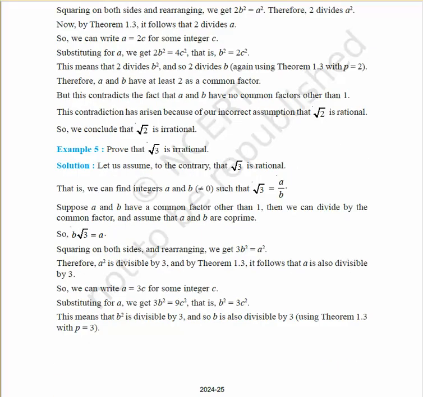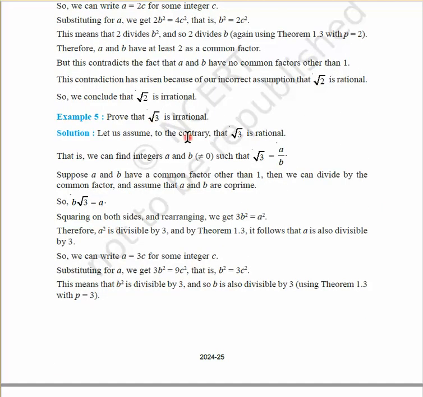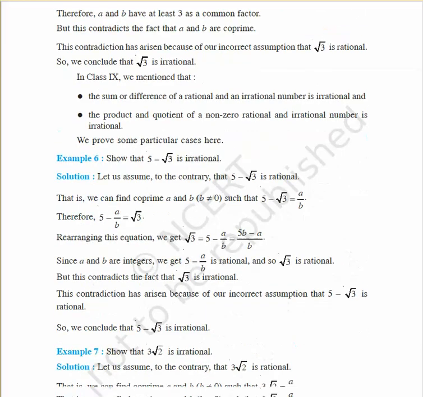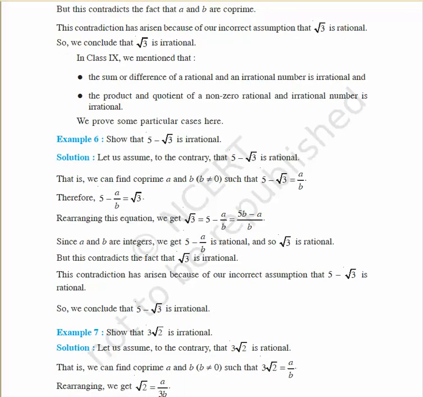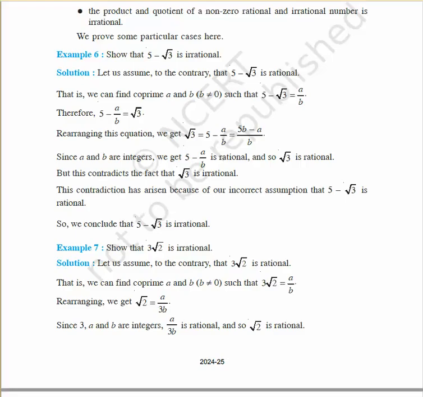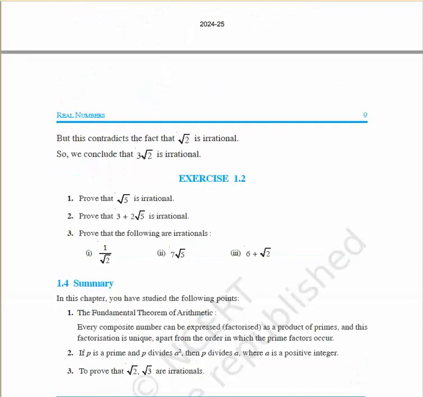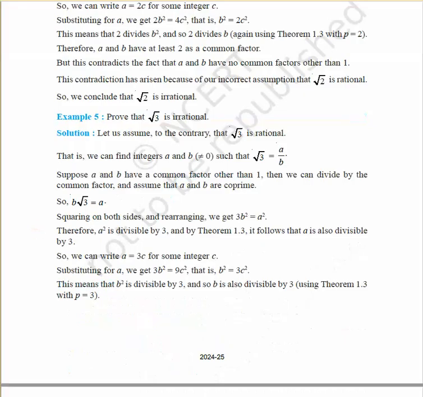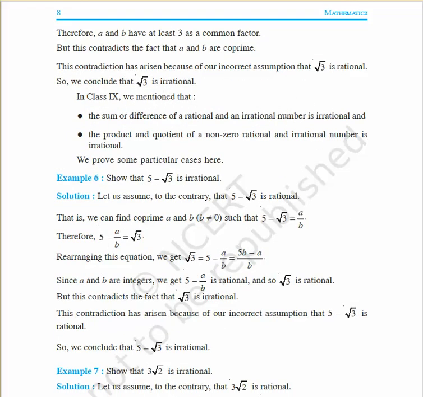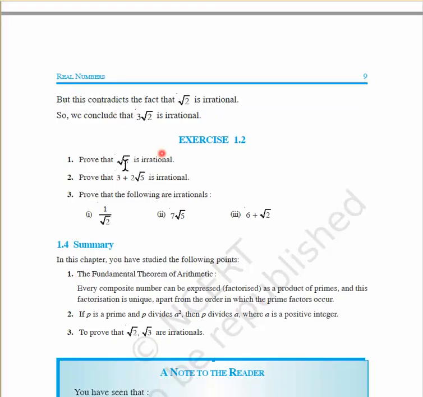Similarly, they have tried to prove that root 3 is irrational. You can go through it, and they have given some more examples. Similarly, you can prove these using proof by contradiction. Then they have given an exercise which has, I think, 2-3 questions to prove that these numbers are irrational.